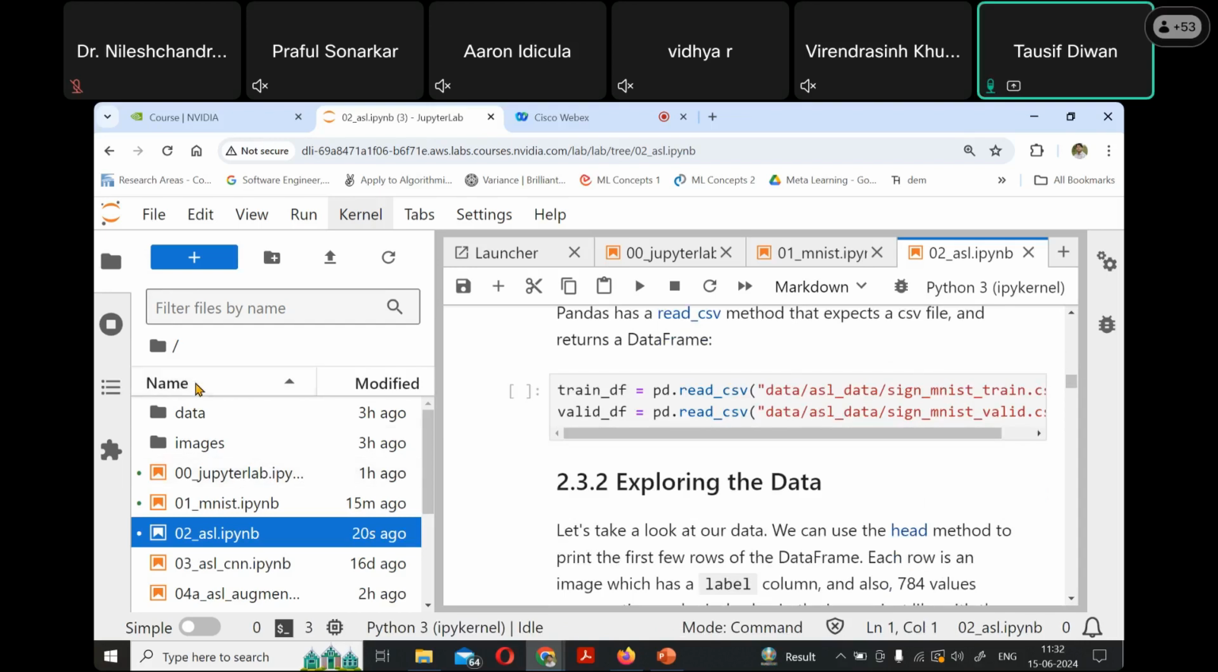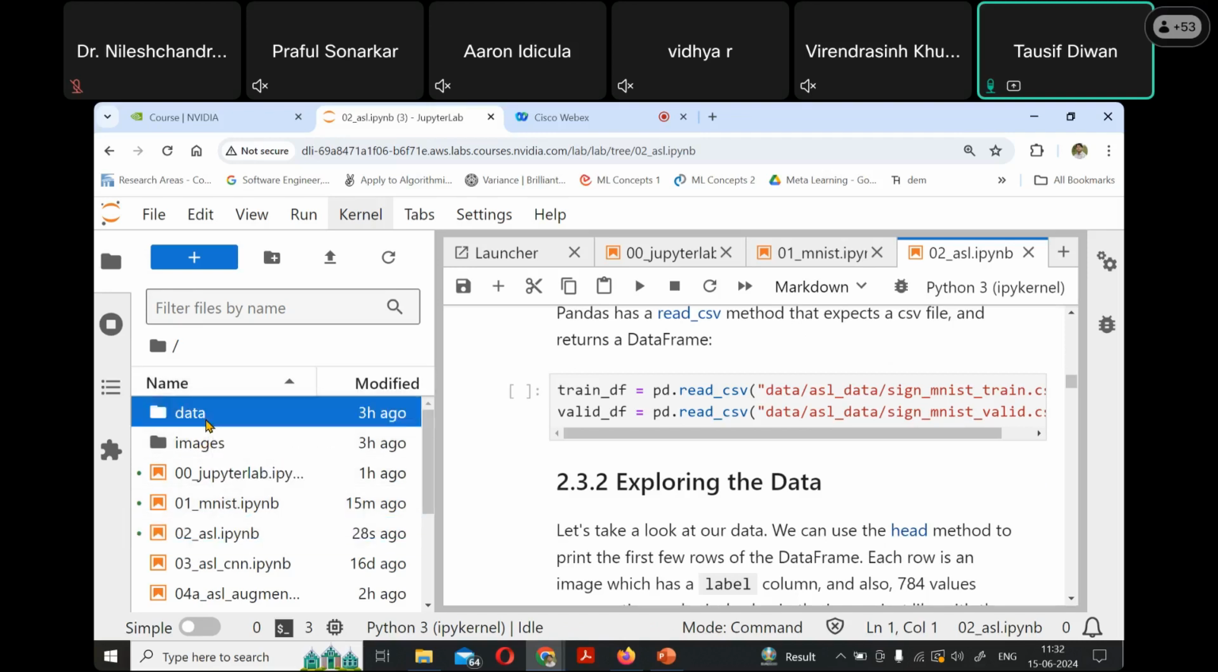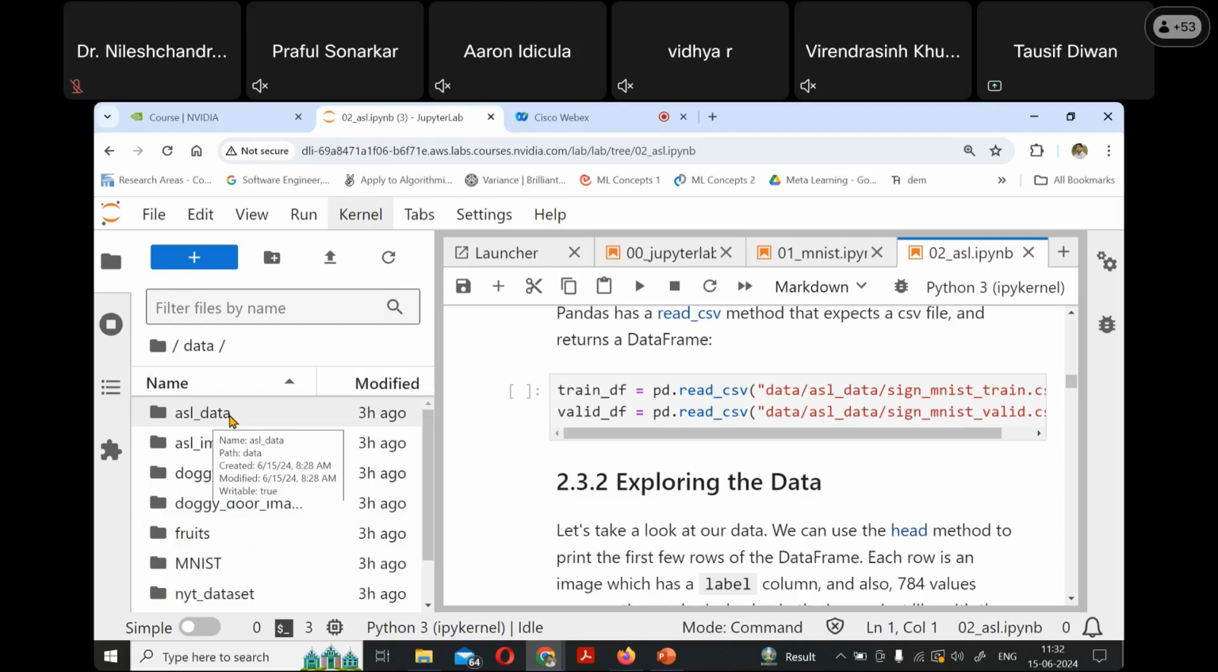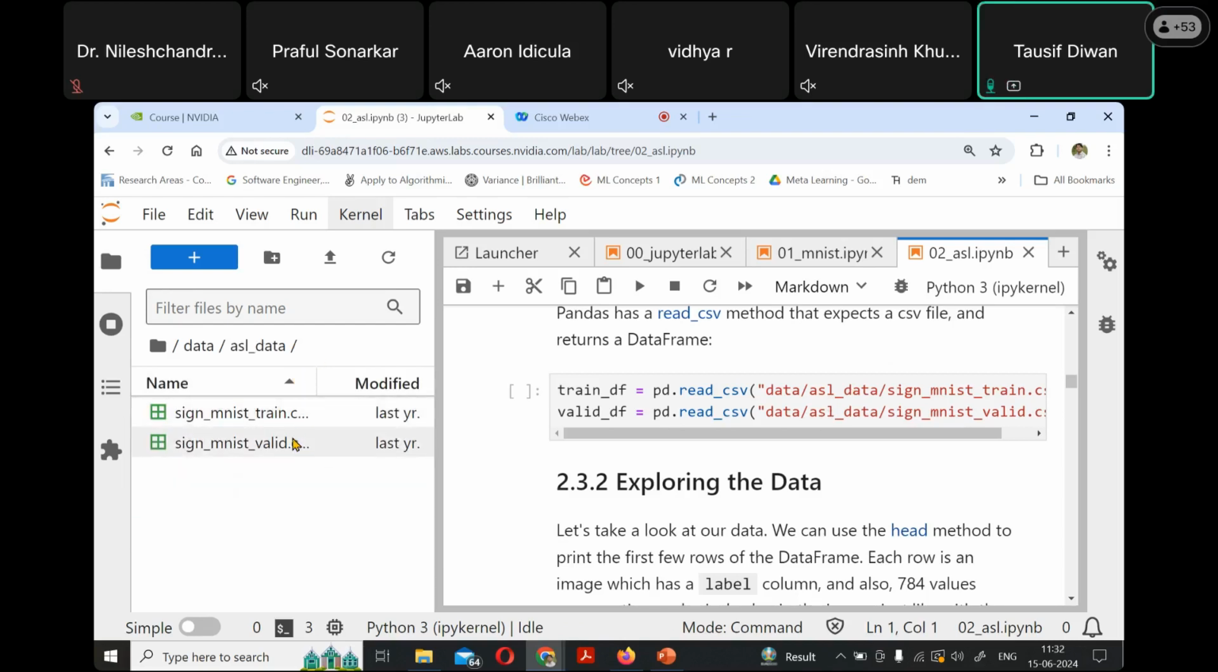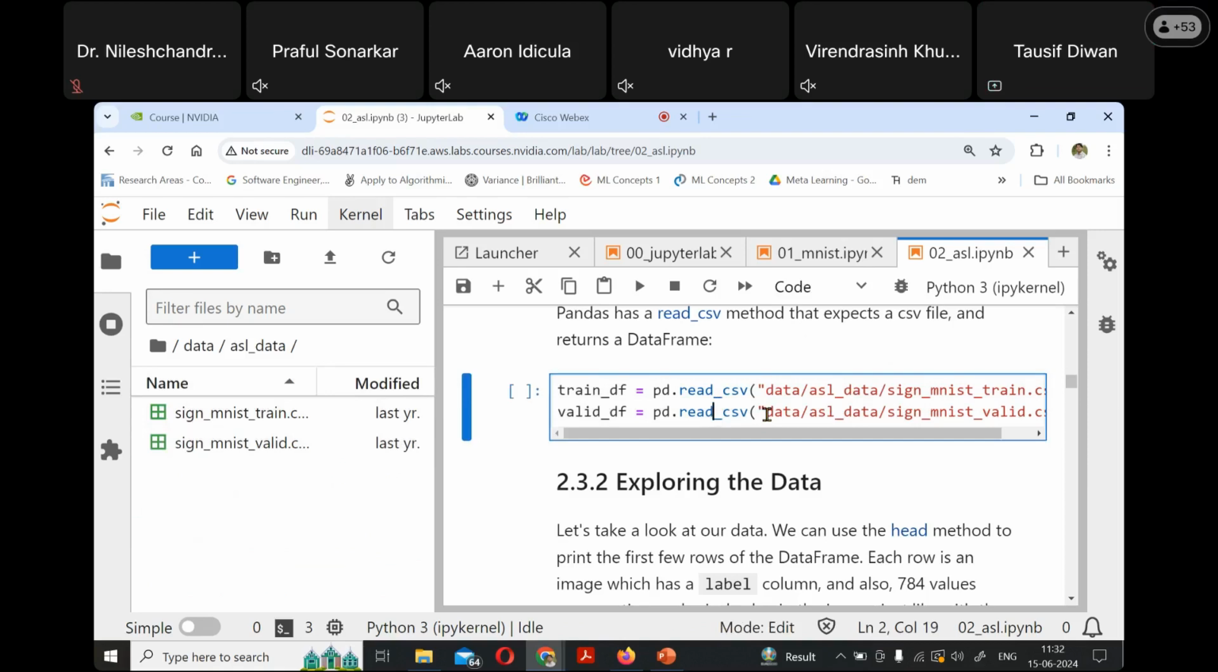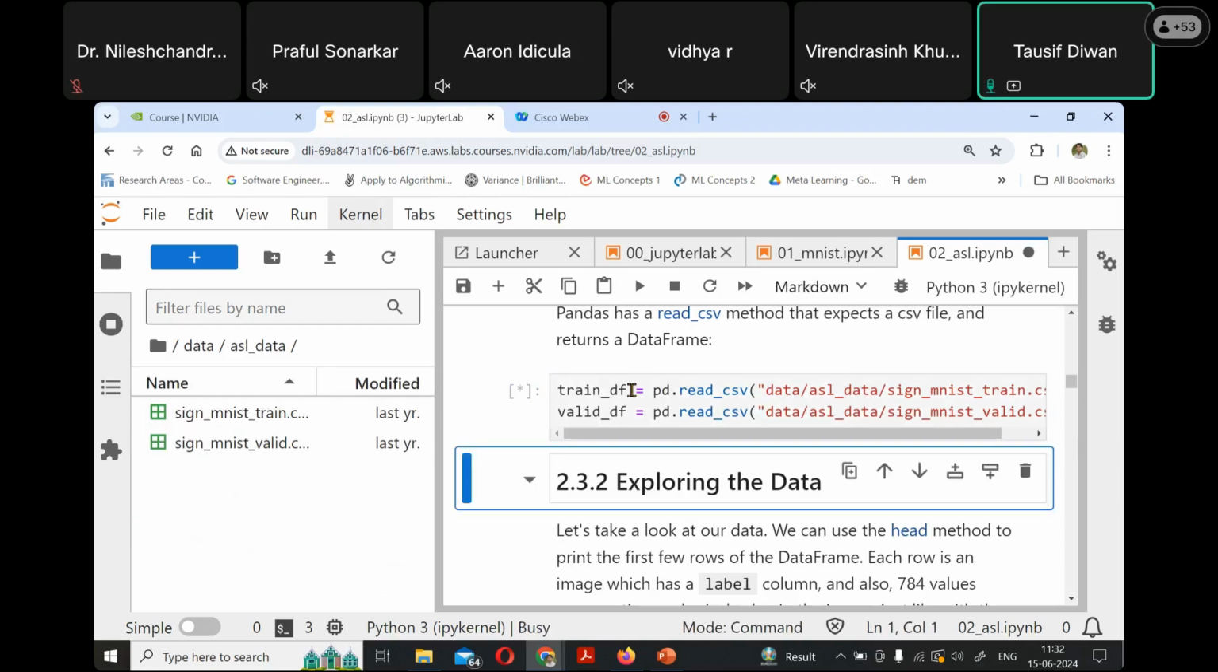We can also see the data in the left hand side panel. Just double click on this data. Here ASL data is there, and here two Excel sheets, two CSV files basically, are there. So we need to import this data, and this time we are using pandas data frames. So train df is nothing but training data, and validation df is nothing but validation data.